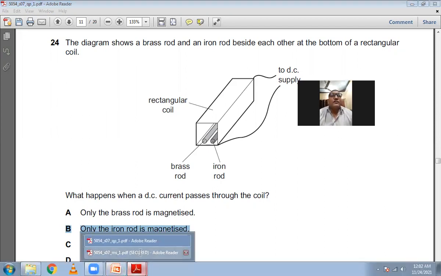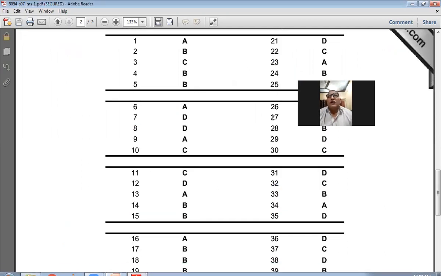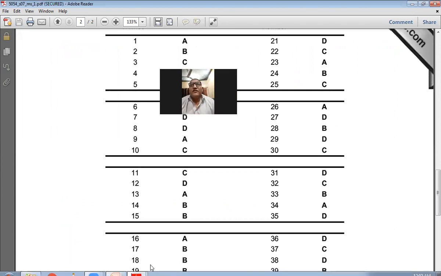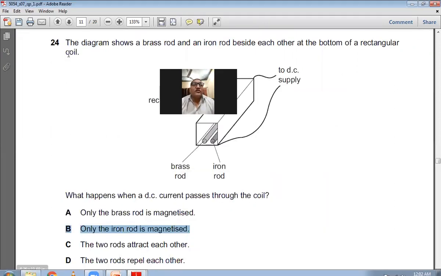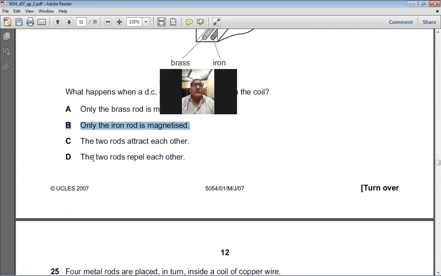Question number 24, B looks the right option to me. Question number 24, B is the right option. Question number 24, I think B is the right option. Yes, sir.